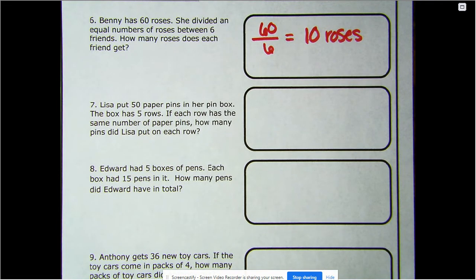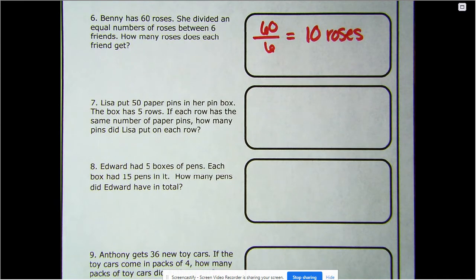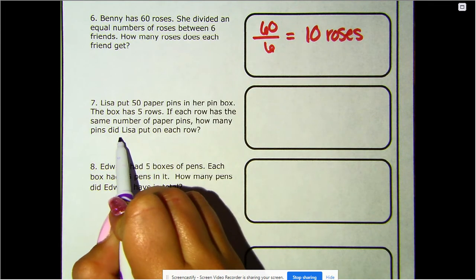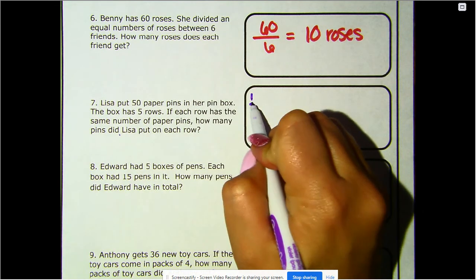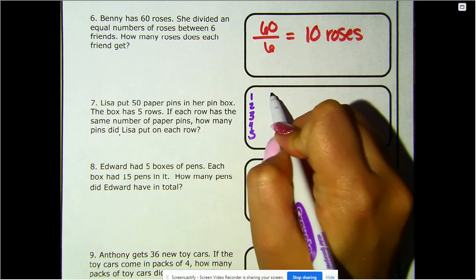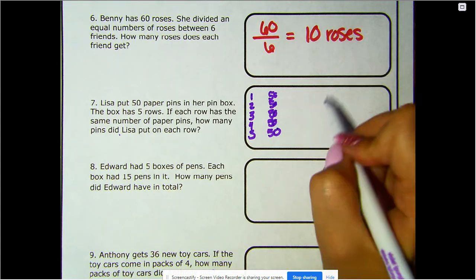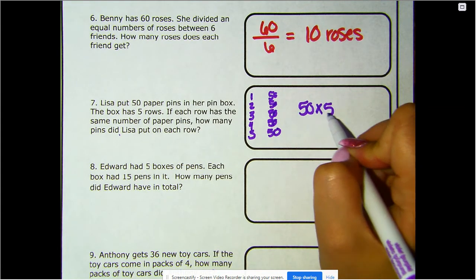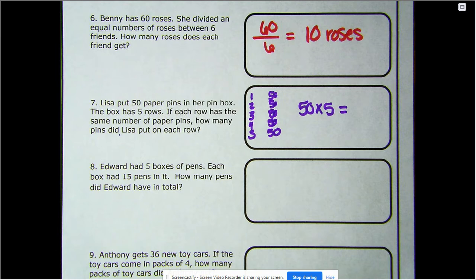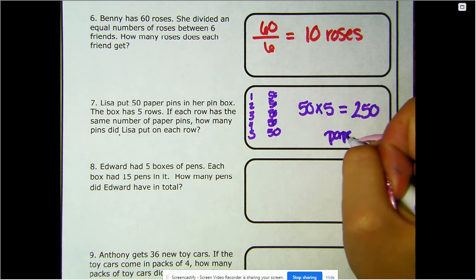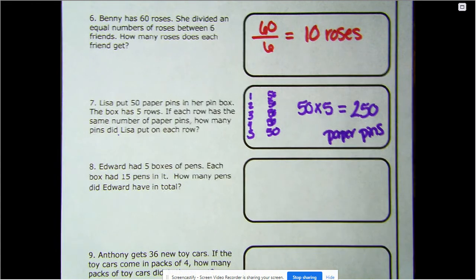So number 7, Lisa puts 50 paper pens in her pen box. The pen box has 4 rows. If each row has the same number of pens, how many? Well, again, that would just be like drawing a picture. So you have 50 paper pens in each row, and there were 5 rows: 1, 2, 3, 4, 5, and then there was 50 in each. Again, if I was just to do my repeat addition, that's the exact same thing as multiplication. So let's do 50 times 5. This one's going to be multiplication. And 50 times 5 is 250. So she has a total of 250 paper pens, which could be paper clips, not really sure, but paper pens.